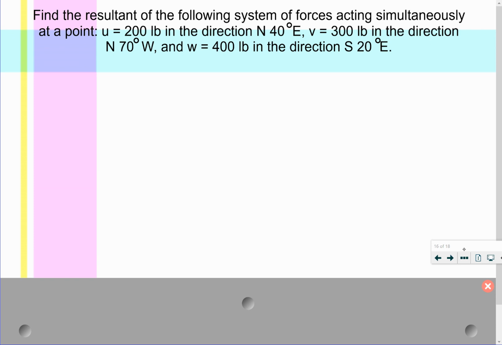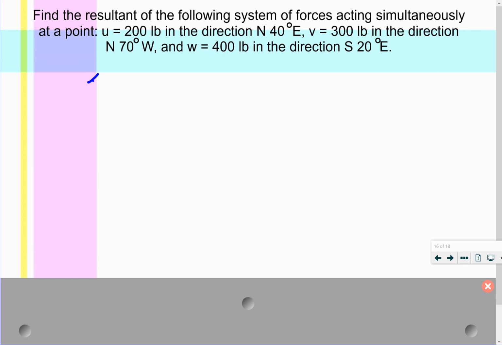We'll see. Okay. Find the resultant of the following system of forces acting simultaneously. So we have vector u. Vector u is 200 pounds of force, or it could say speed, 200 miles per hour, in the direction of northeast, 40 degrees. Vector v is 300 pounds, 70 degrees northwest. And vector w is 400 pounds, southeast, 20 degrees. 3 vectors. Draw the picture.